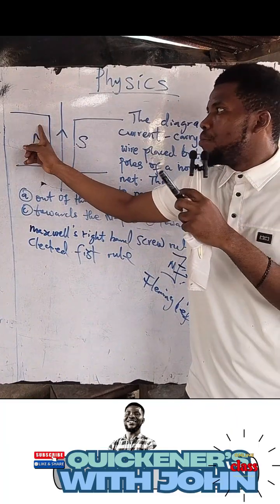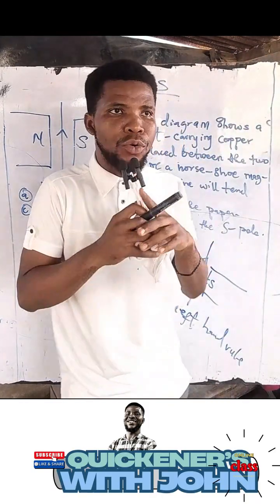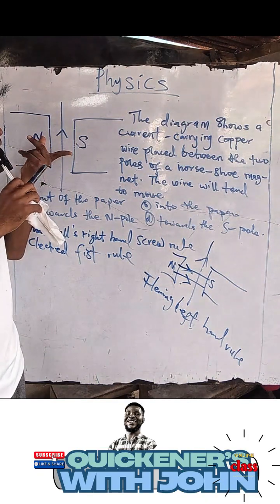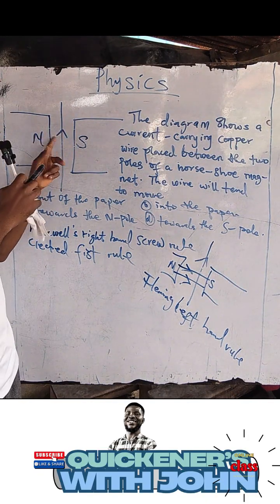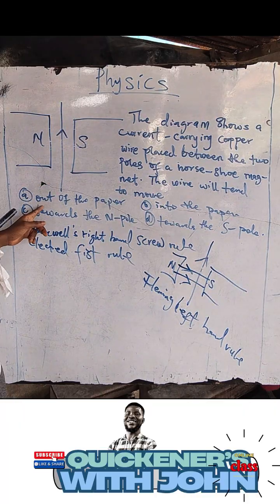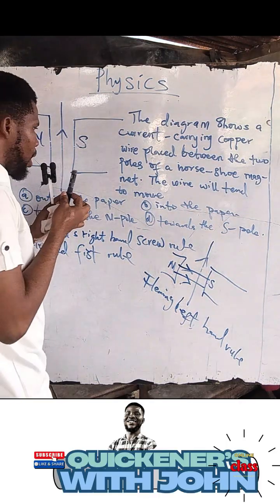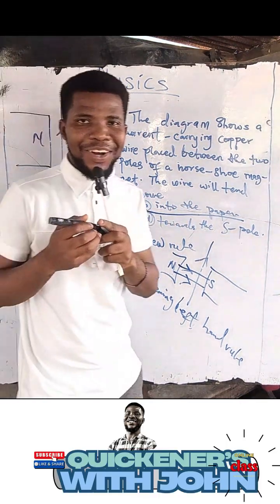So it means that the field is moving this way. Now, when you apply your Fleming's left hand rule, the first finger or forefinger goes this way. Current goes upward. This is your current. Then the wire will go inward, into the paper. That's our answer. Option B. That's the correct answer. I hope you understand this.